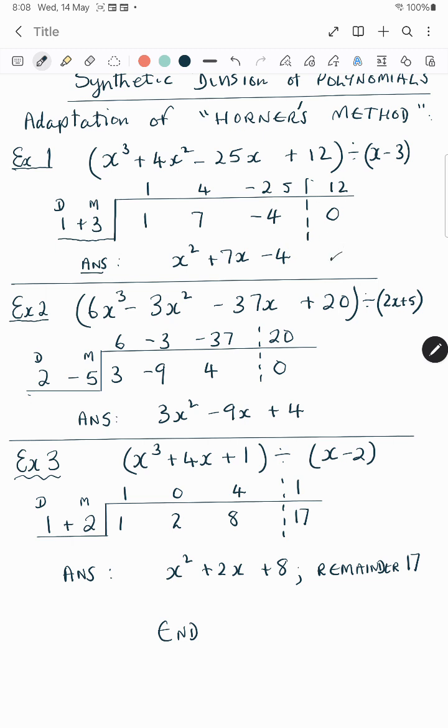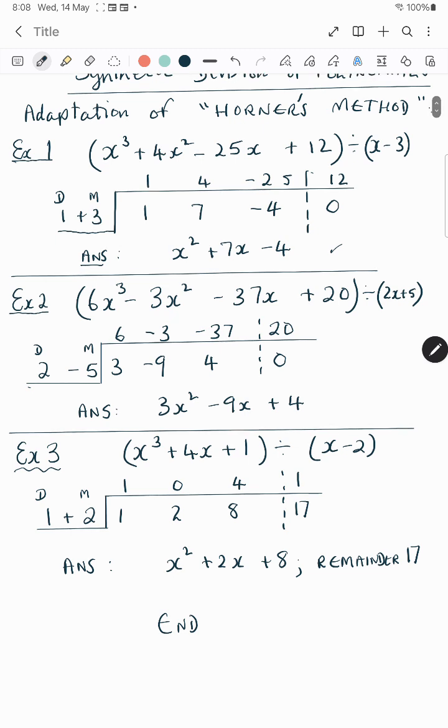Moving on to the next example, we go through a similar procedure. Write down the coefficients of the dividend, which is 6, minus 3, minus 37, and 20. And on the side, the divisor, which is 2, and the plus 5 becomes minus 5. Now here we have to be a little bit more careful.